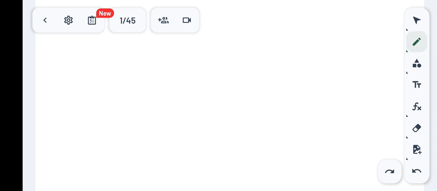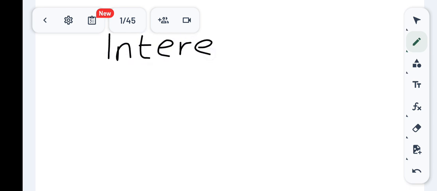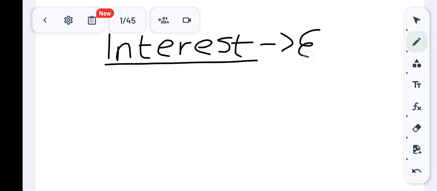So I want us to understand the term interest. What is interest? Let's say that you borrow a certain amount of money from the bank, and then they will charge you interest. What do we mean? We mean there will be an extra amount of money that you need to pay for borrowing that money. So interest is the extra amount of money that you pay.